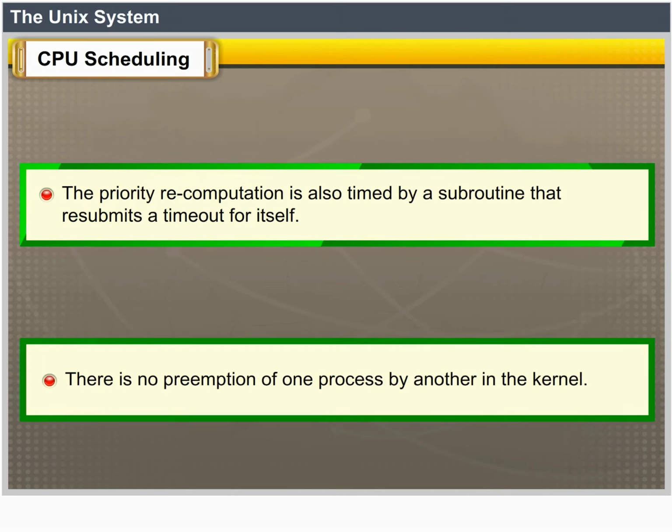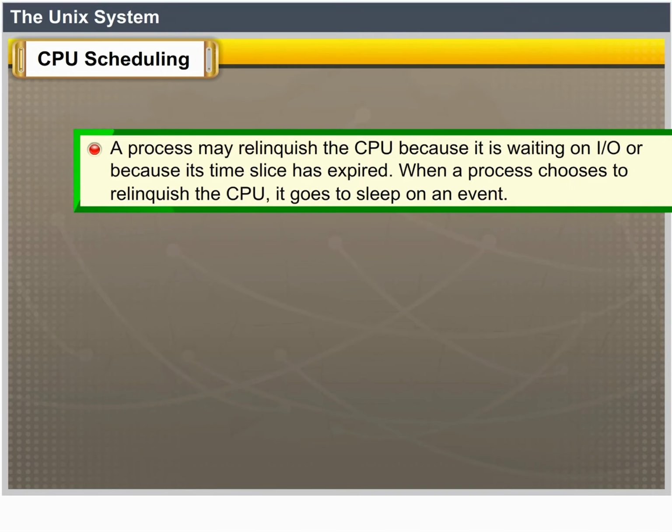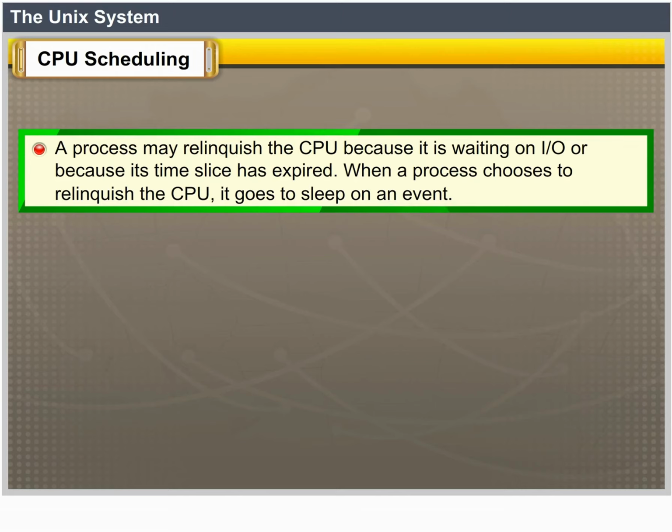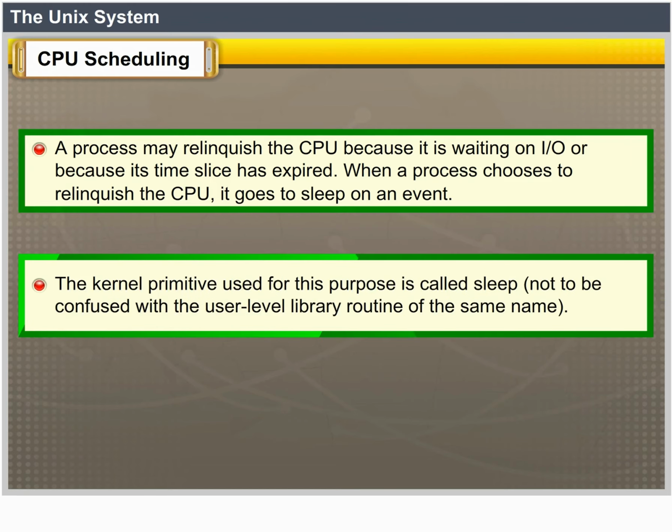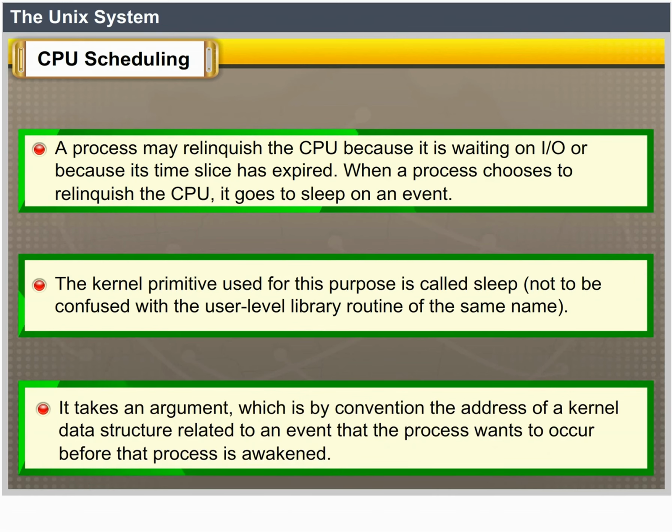A process may relinquish the CPU because it is waiting on I/O or because its time slice has expired. When a process chooses to relinquish the CPU, it goes to sleep on an event. The kernel primitive used for this purpose is called sleep, not to be confused with a user-level library routine of the same name. It takes an argument, which is by convention the address of a kernel data structure related to an event that the process wants to occur before that process is awakened.